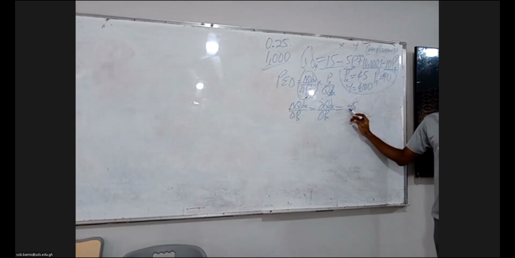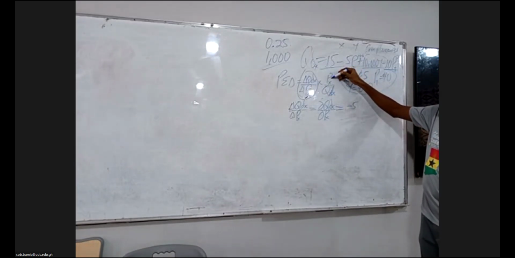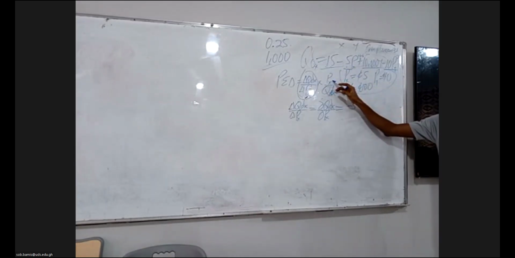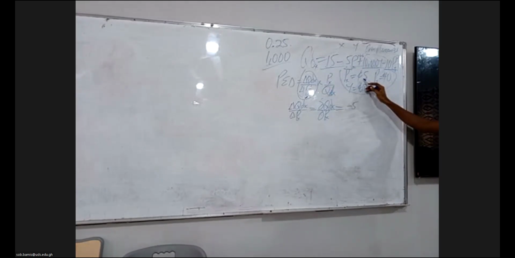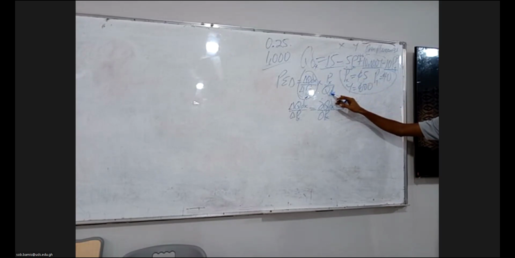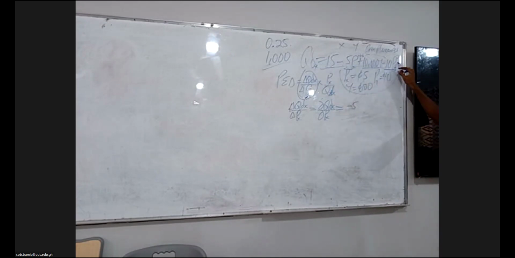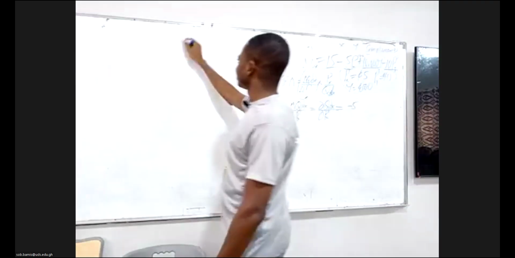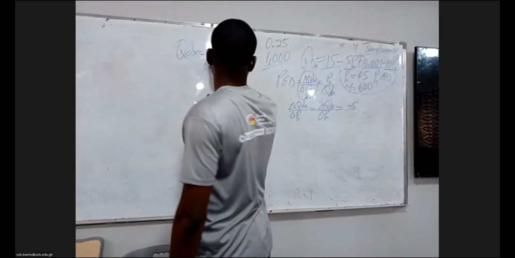The next is the Px. What is Px? We have been told Px equals 5. Then we have Qdx. What is Qdx? For now, we do not know, but we know that Qdx equals this.